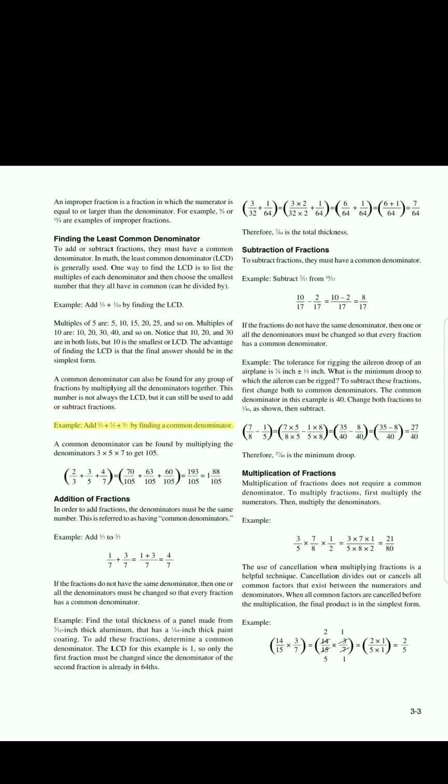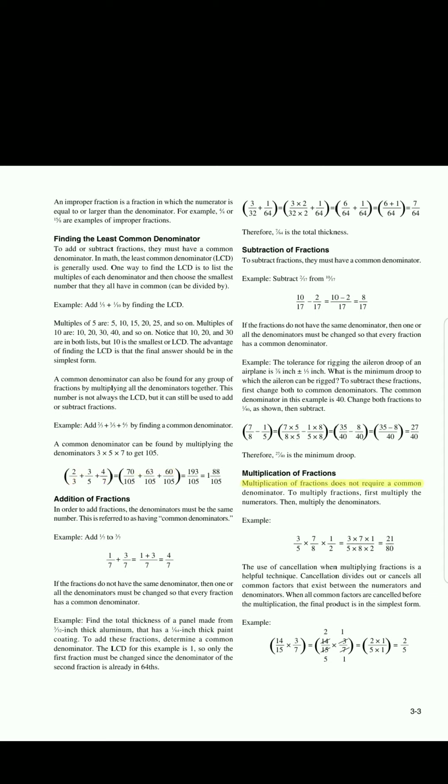Example. Add 2/3 plus 3/5 plus 4/7 by finding a common denominator. A common denominator can be found by multiplying the denominators 3 times 5 times 7 to get 105. Therefore, 27/40 is the minimum droop. 2, 3, 4 equals 70, 63, 60.